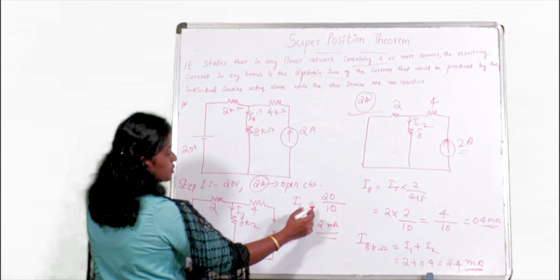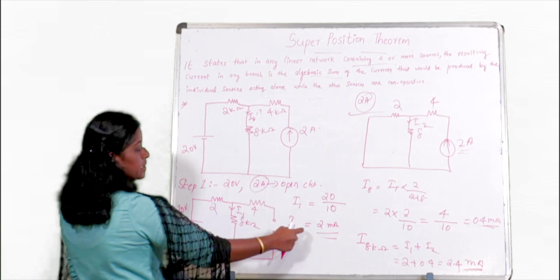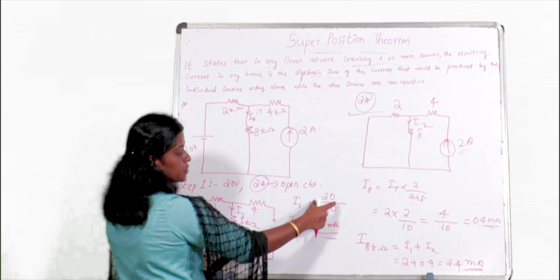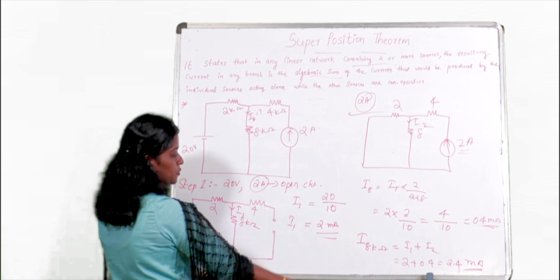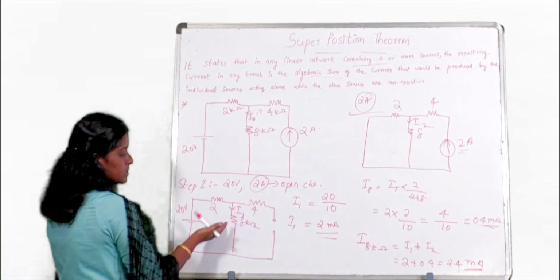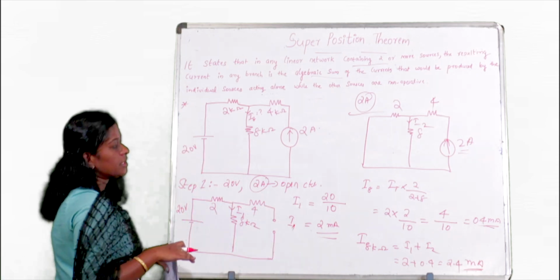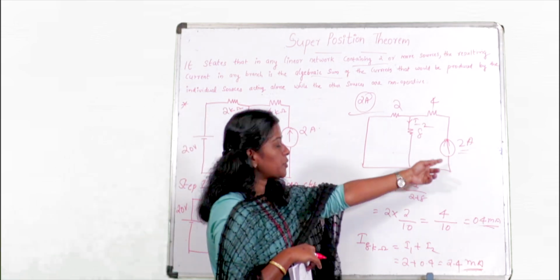So this is I1, equal to 20 divided by 10. So you are getting 2 milliampere. So this is the total current of the circuit, the same current flowing through 8 kilo ohm. So we got I1. Next, we will consider the 2 ampere source.